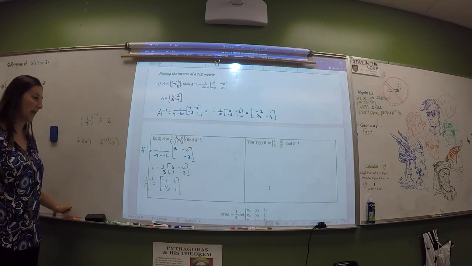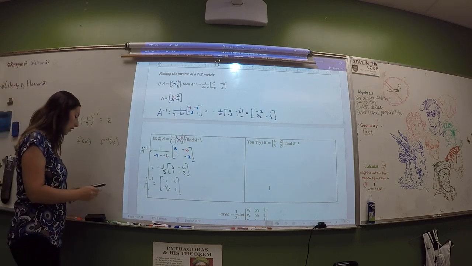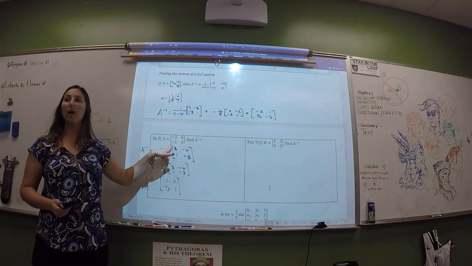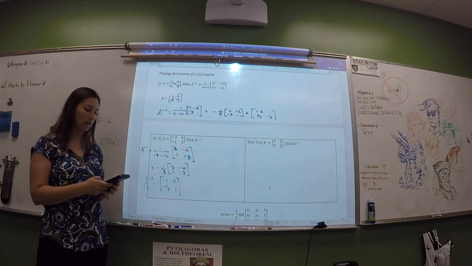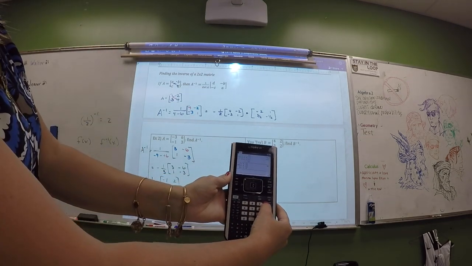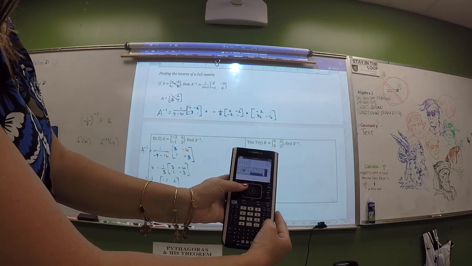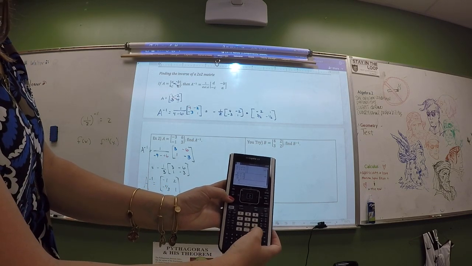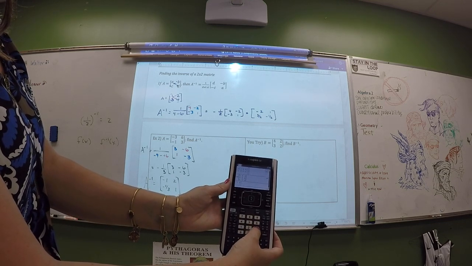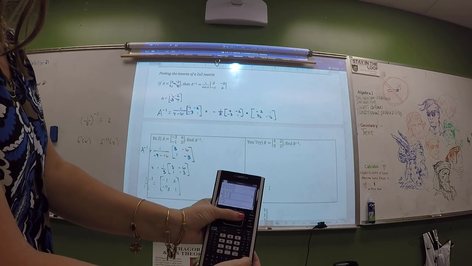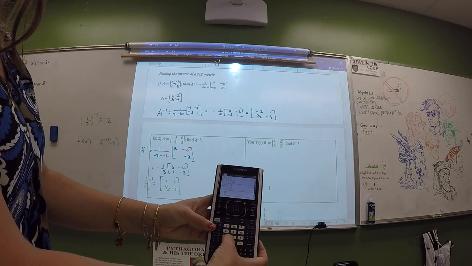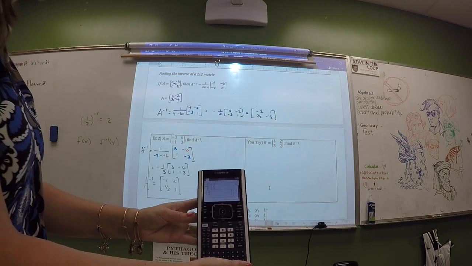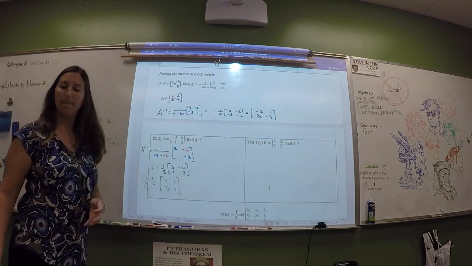Now that's how you would do it on the calculator. So to find the inverse on your calculator, you would create the matrix that you want to find the inverse of. So you create a 2x2 matrix. I don't know if this is gonna work, but I'll try it out. And then you'd put in your numbers. And then you're gonna raise that to the negative 1 power. So caret negative 1 and then hit enter and you should get this.